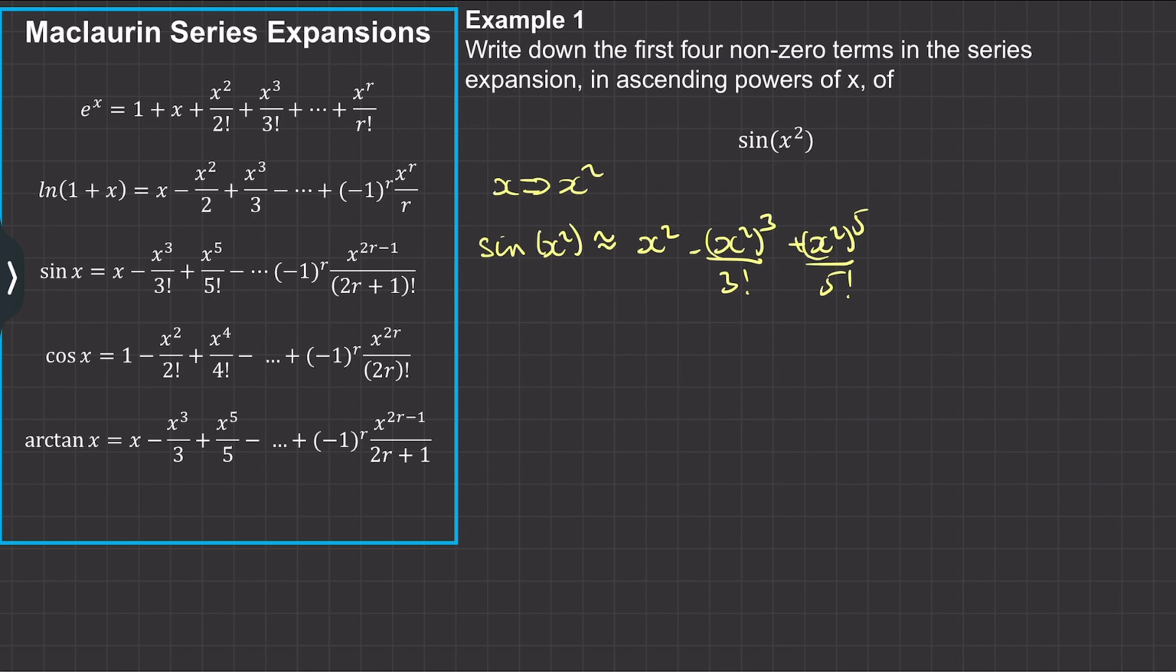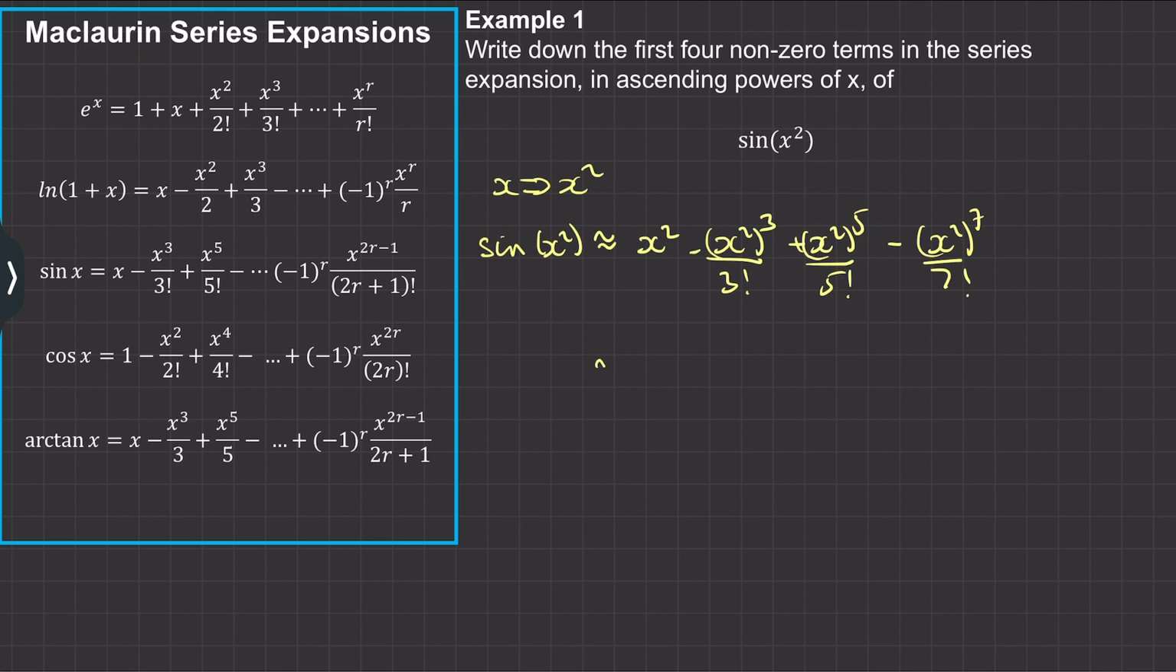And to work out the next term, well, can you see that there's a pattern here? We've got x squared to the 1, and then to the 3, then to the 5. So this will be x squared to the 7. We have a positive, a negative, positive. So this will be negative. Then we've got 1 factorial, 3 factorial, 5 factorial. So 7 factorial.